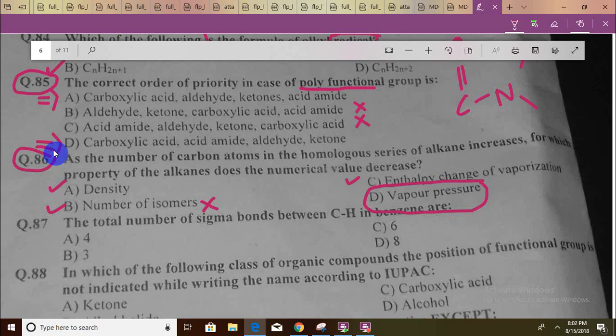The physical constants like boiling point, melting point, and density increase with the increase in the number of carbon atoms, whereas solubility decreases with the increase in molecular mass. So important that density increases as the number of carbons increases. The boiling point increases by 20 to 30 degrees for each further addition of a CH2 group. So per CH2, BP increases by 20 to 30 degrees.